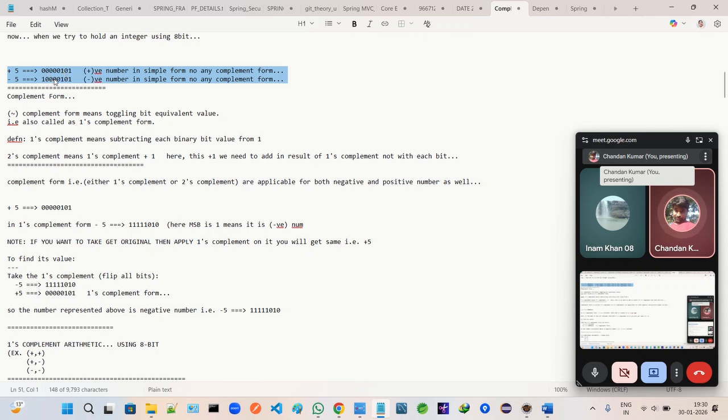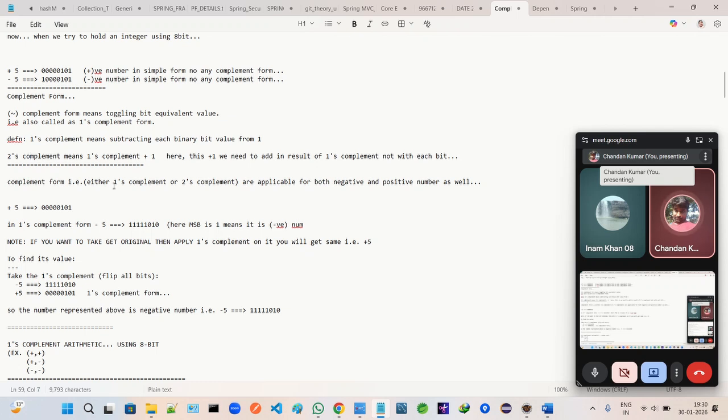Now we talk about one's complement. What is complement? One's complement, two's complement, right? Both complements are applicable on both values, either positive or negative. Remember, we have only two complement forms: one's complement and two's complement. That's it. There is no other complement.